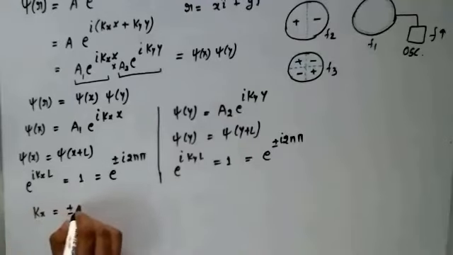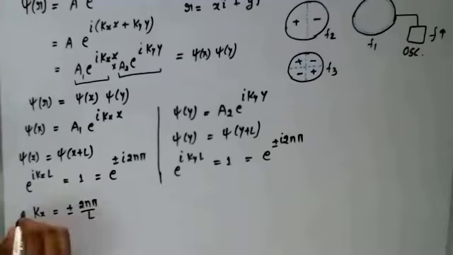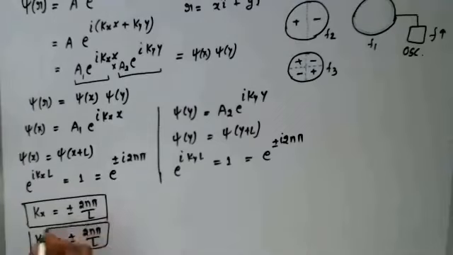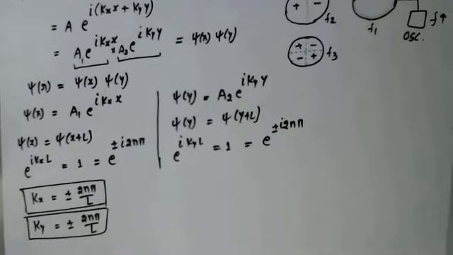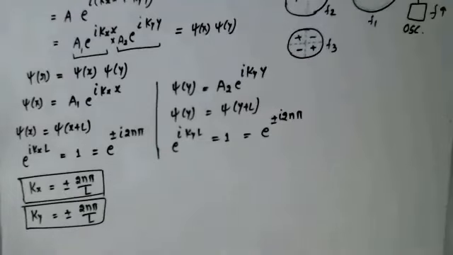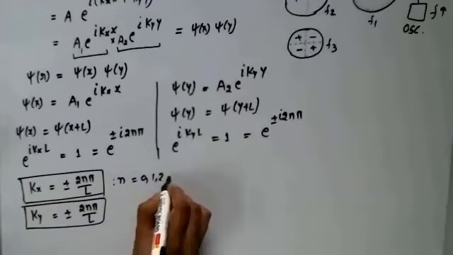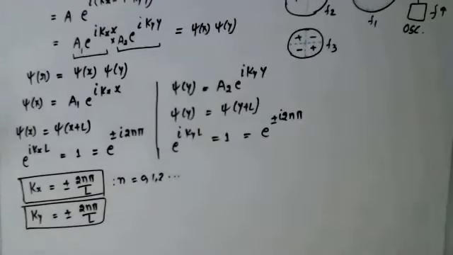Plus minus 2n pi by l, and also the ky becomes plus minus 2n pi by l, where of course this n varies from 0, 1, 2 and so on. समझ में आ गया यहाँ तक?